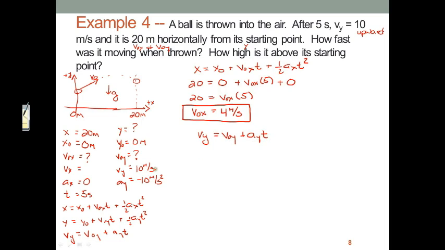Okay. Vy, we're told in the problem, is 10 meters per second. V naught y is what I want to know. a y is negative 10 meters per second squared, and t we were given was 5 seconds. So simplifying, 10 equals v naught y. 10 times 5 is 50, so minus 50. So v naught y will be 10 plus 50, which is 60 meters per second.